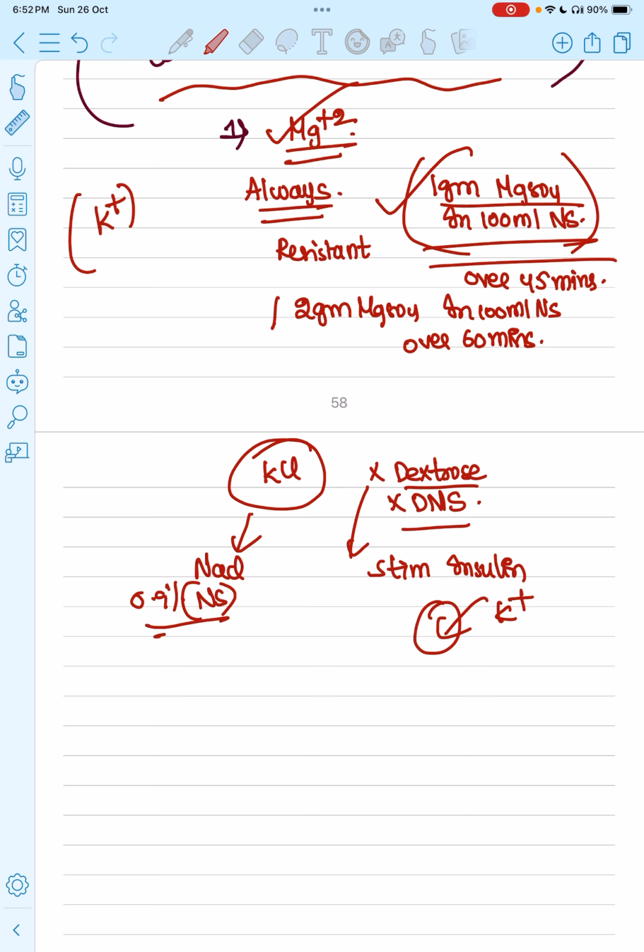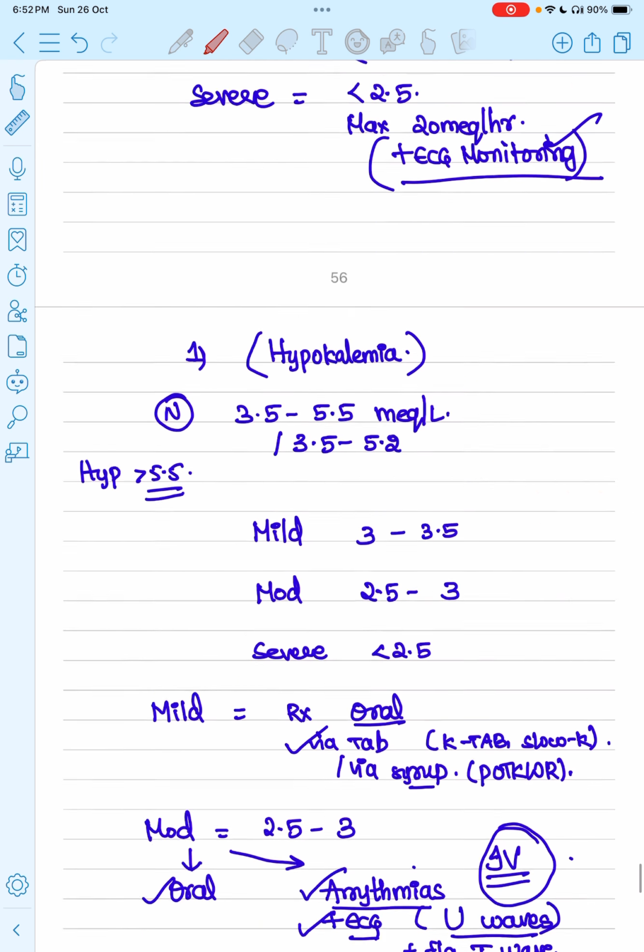This is about the treatment of hypokalemia. Thank you.